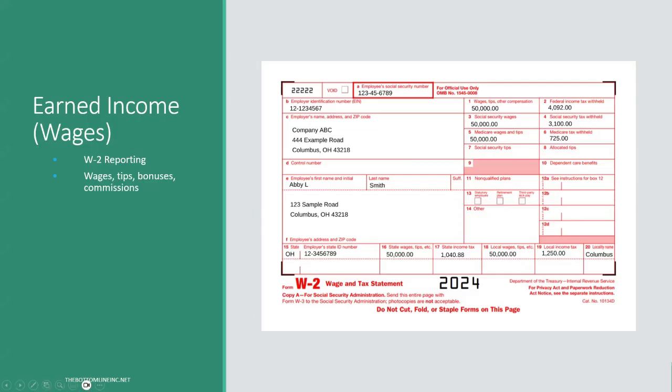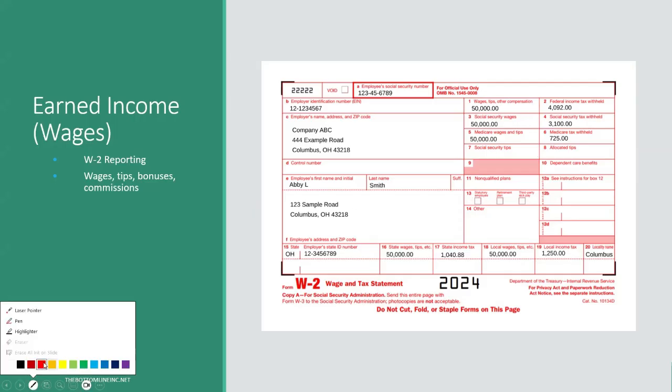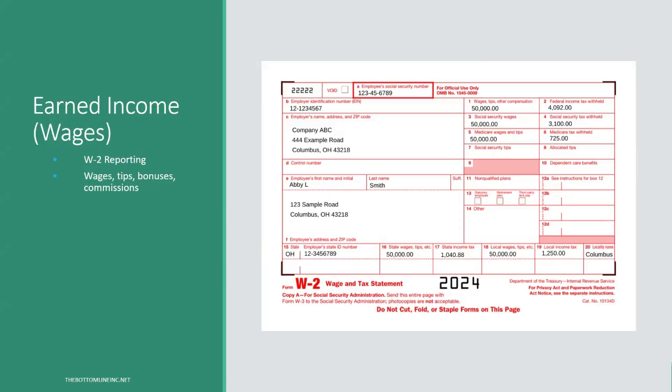I'm going to highlight some things here and point out some things for you. If we look over here at the wages, that's the amount of income that was earned. And then the employer is required to withhold federal income tax, Social Security tax, Medicare tax, and these are all based on the wages. And then this person lives in Ohio, so they would have a state income tax. The employer has a number.